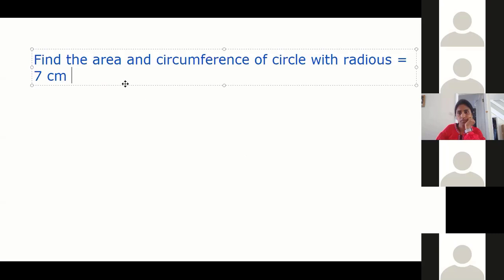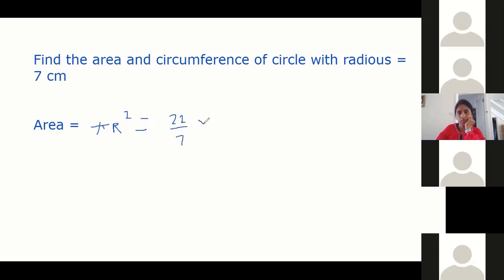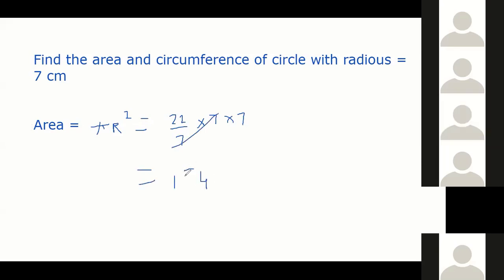How to find area, how to find circumference of a circle. Area is given by pi r square, correct? What is value of pi? 22/7. Sir, we can also write 3.14. You can always, depending upon which is more convenient. Radius is 7 and r square 7. 7 gone. 7 into 2. 154 centimeter square. Oh, square centimeter. Correct?